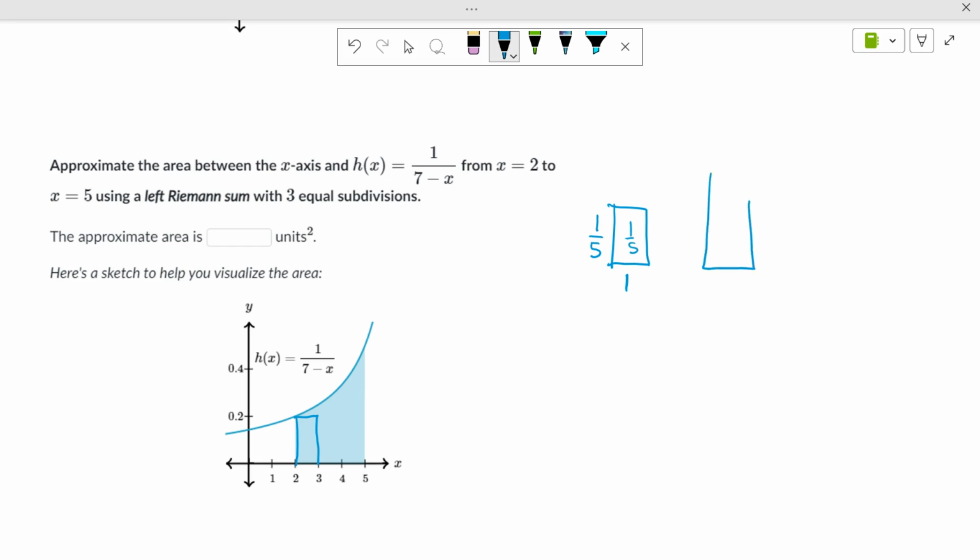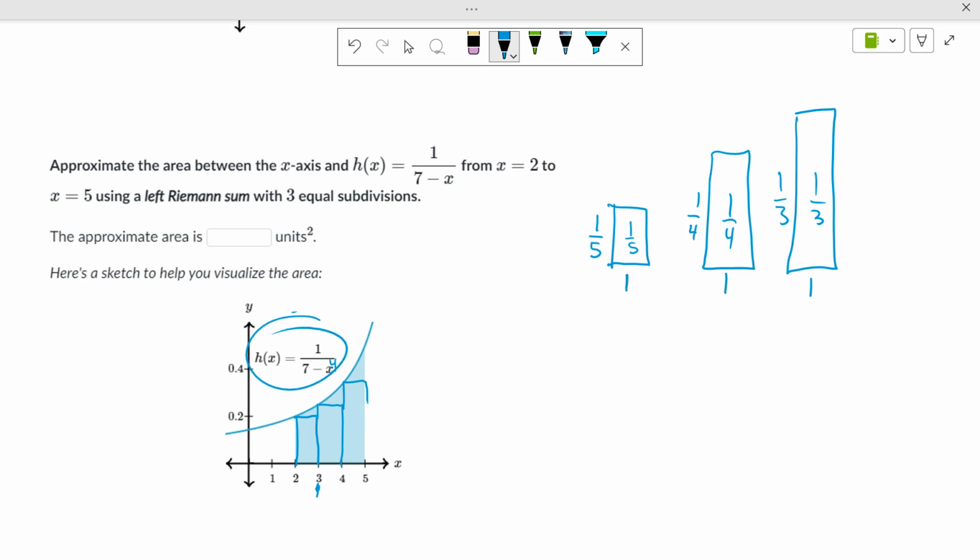Our second rectangle, we'll go like this. It still has a width of 1. It has a height of 1/(7 minus 3), because 3 is where we built it from. So it would be 1/4. What's 1/4 times 1? Well, it's 1/4. And our third rectangle has a width of 1 and a height of, what do you think? 1/3. It goes like this, because it's 1/(7 minus 4). You use the function to figure out the height.